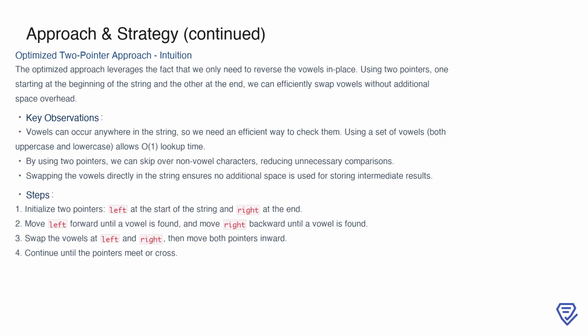At this point, the vowels are swapped directly in the string, and both pointers continue inward until they meet or cross. This method avoids the overhead of collecting and reversing vowels separately, making it significantly more efficient.